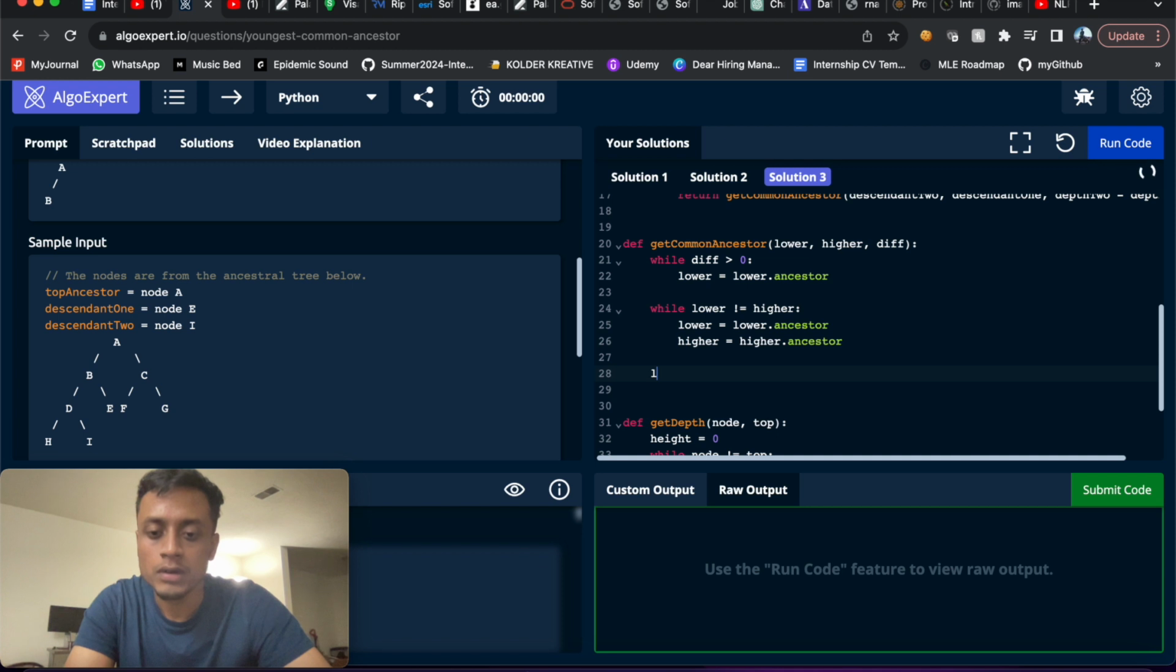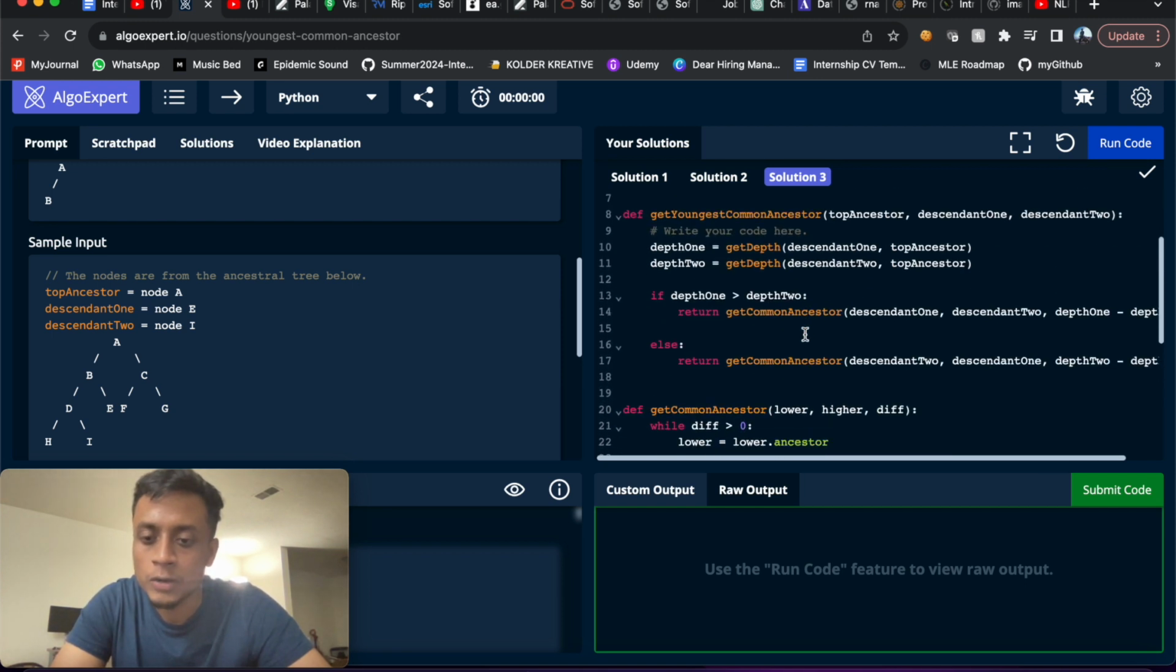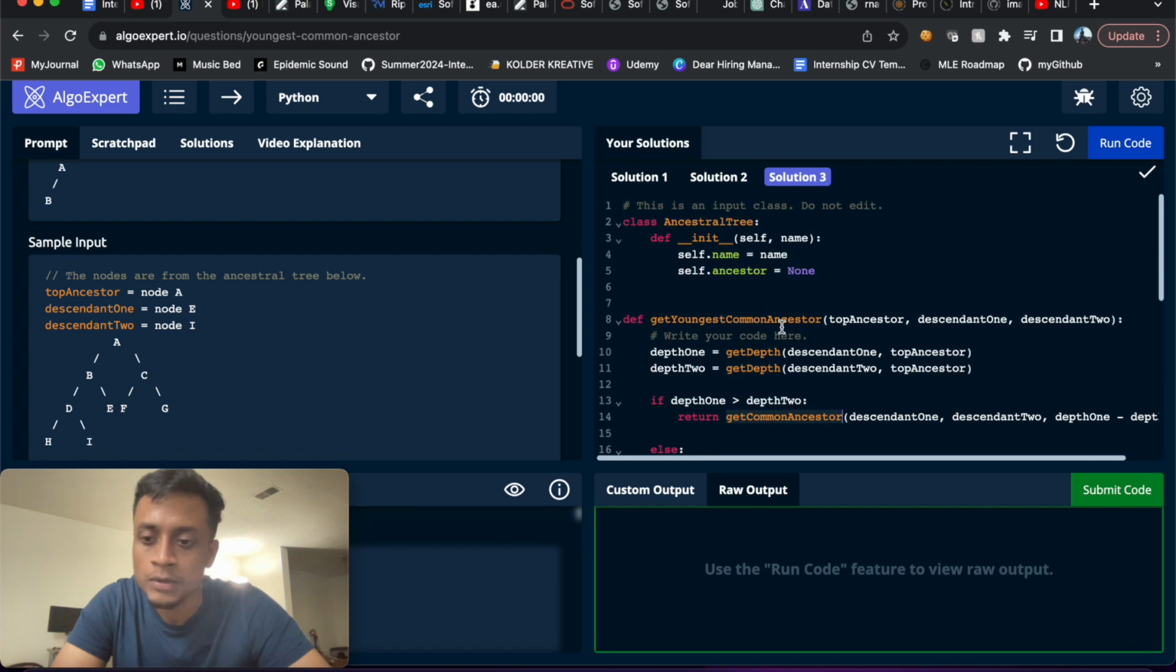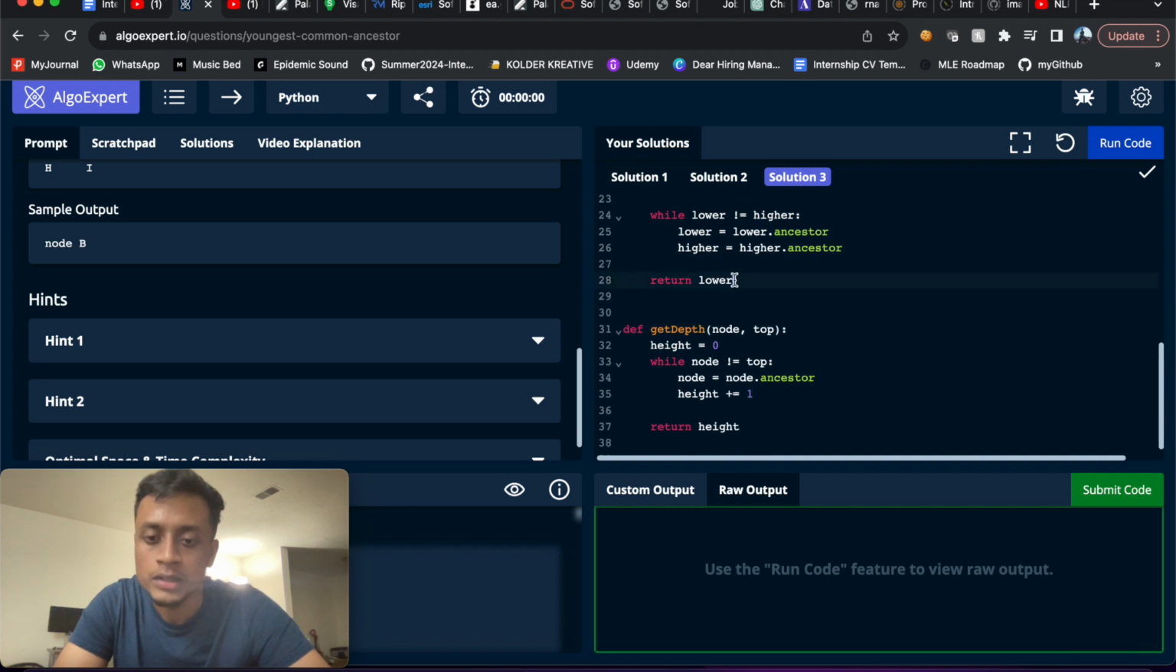So by the time it comes out of the loop, I'll obviously have my target node as the answer. So I'm going to return either lower or higher, it doesn't matter. So this will be the output of this method, and that is something that I'm going to return. And I think I have to return the entire node as the output, not just the name or something. So hence I'm returning the entire node here.